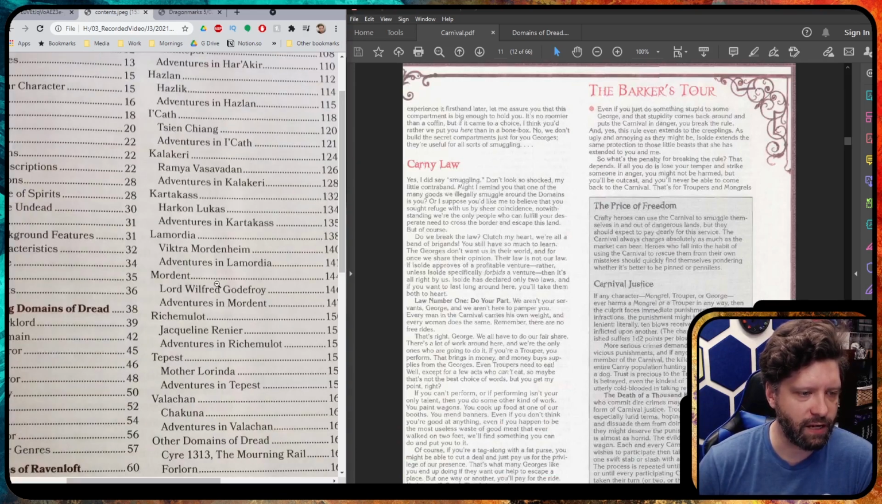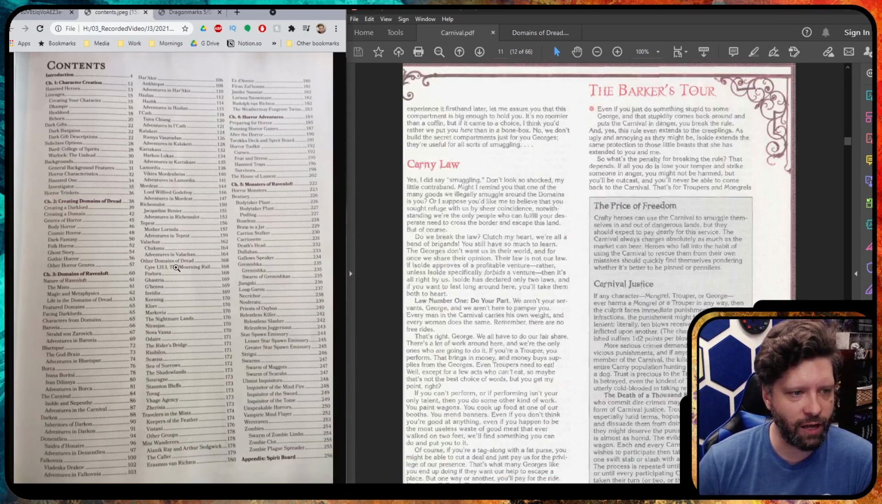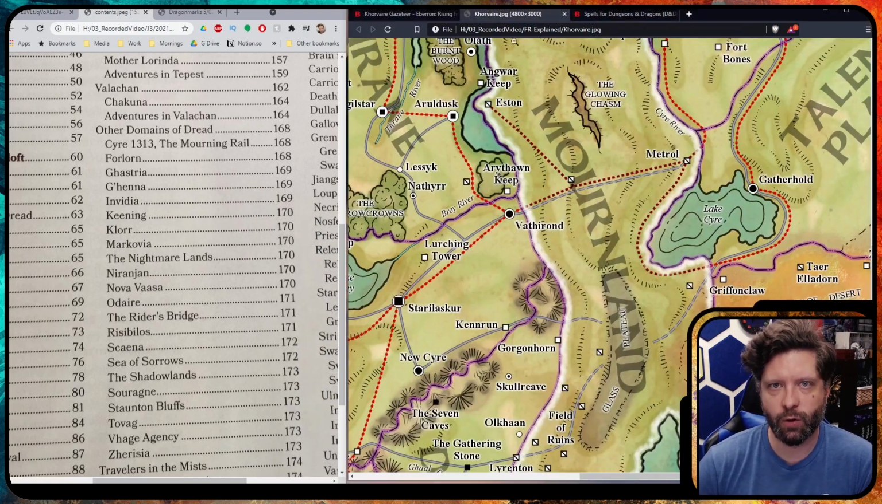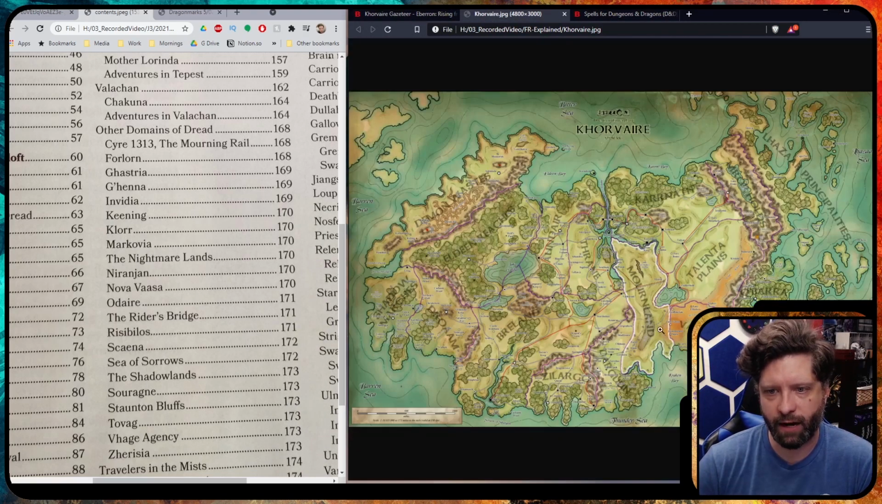We've got all this stuff up here. But then I looked down here at other domains of dread, and this caught my eye. It says Cyre 1313, the Mourning Rail. Now, the Mournland is what we call Cyre after its destruction in Eberron. So minimizing this, going back over here, here is Khorvaire, and the Mournland is right here. Now, this entire land used to be the country of Cyre.